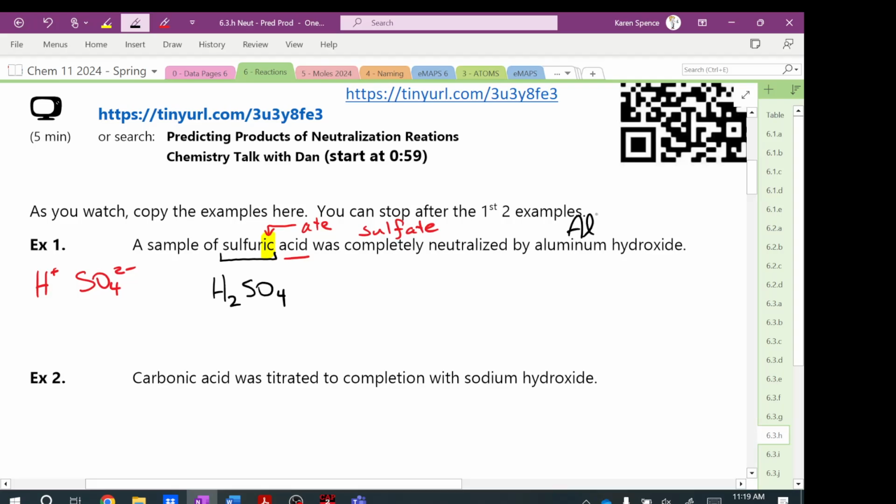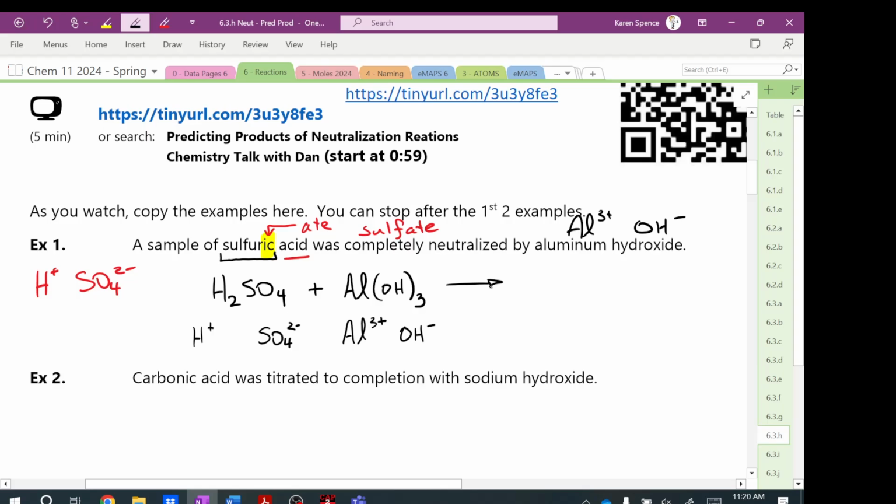It is completely neutralized by aluminum hydroxide. Aluminum is Al3+, hydroxide is OH-. What is the correct formula for aluminum hydroxide? Al(OH)3. Neutralization reactions work just like double replacements in that you write your ions. We have H plus and we have SO4 2-. We have Al3+ and we have OH-.